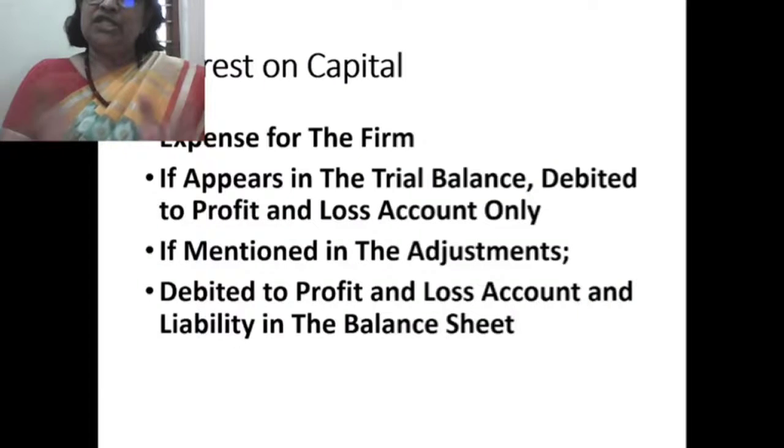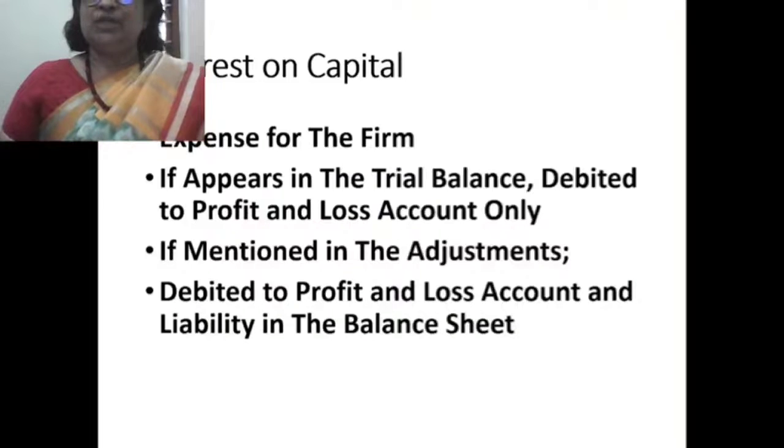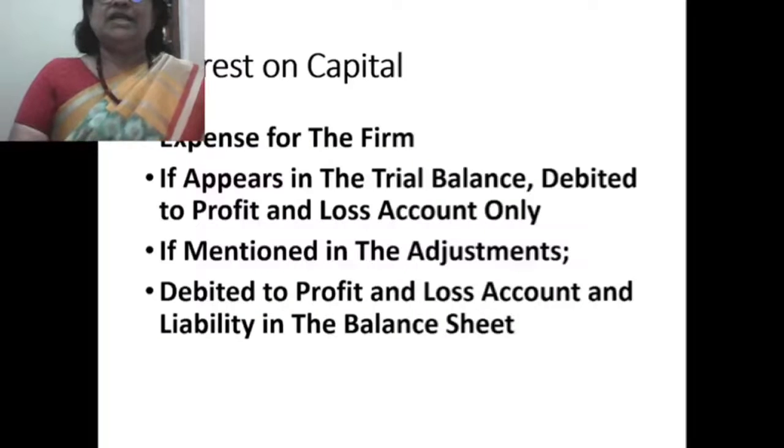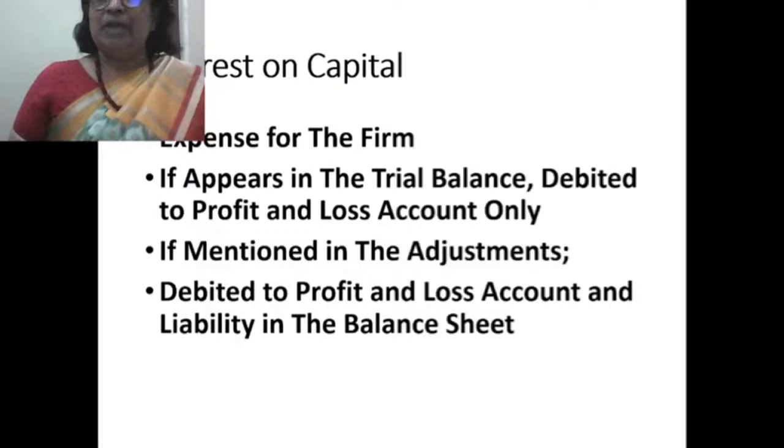Now the second adjustment, that is interest on capital. It is just the opposite of interest on drawings. Interest on drawings is an income for the firm, whereas interest on capital is an expense for the firm. Because when a proprietor is bringing capital, if he would have invested the same amount in a bank or in any other investment, he will get some returns.